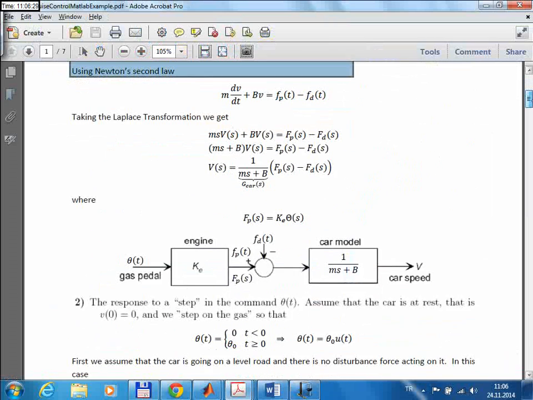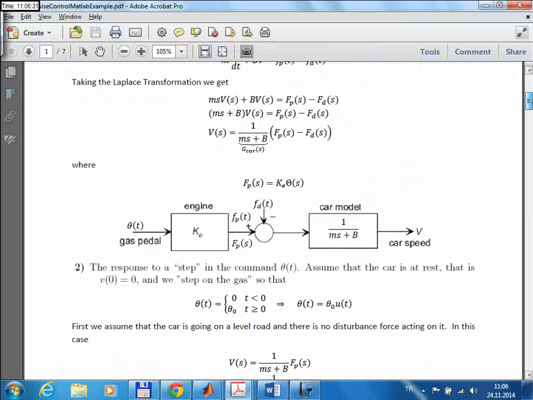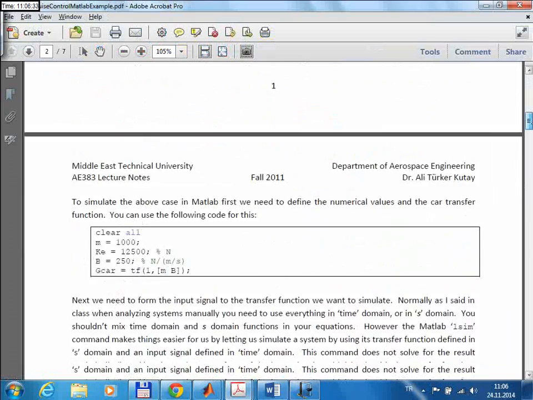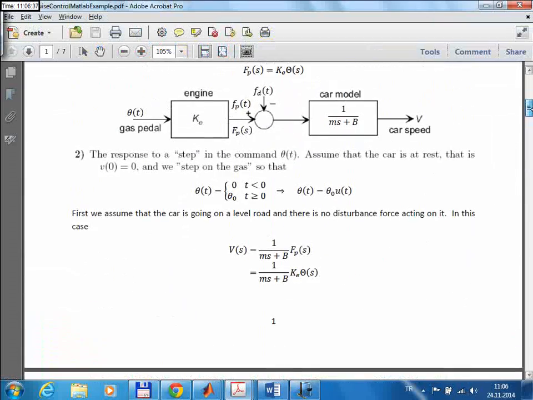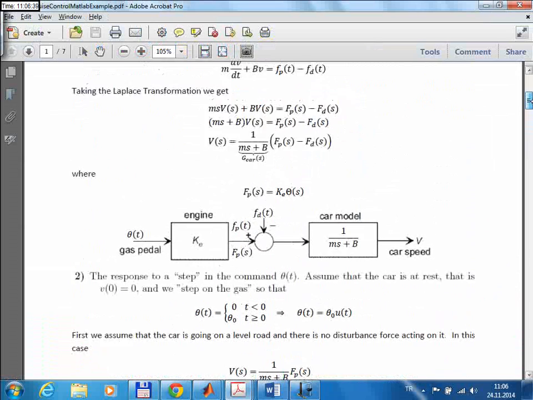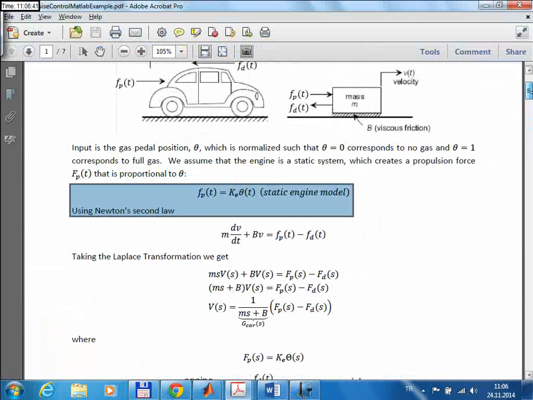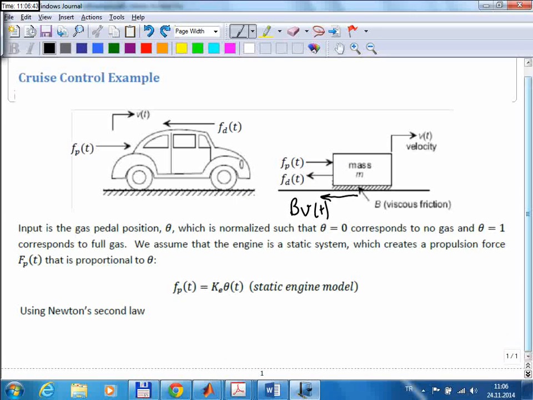That should be explained somewhere here. Okay, so here it is. I just didn't see that. Okay, so the input is the gas pedal position shown by theta, which is normalized such that theta equal to 0 corresponds to no gas, and theta equal to 1 corresponds to full gas pedal deflection.